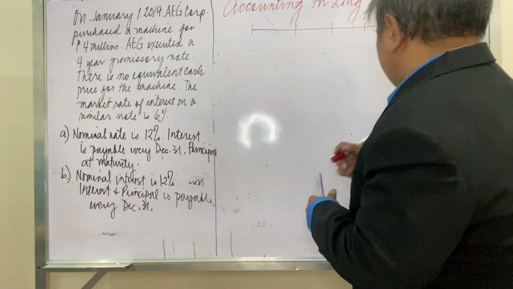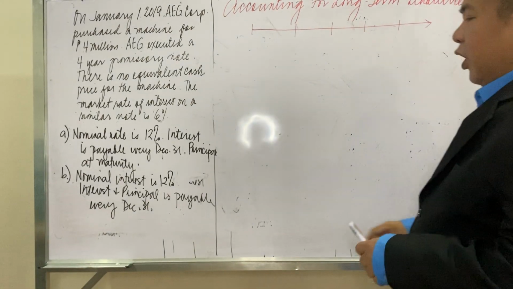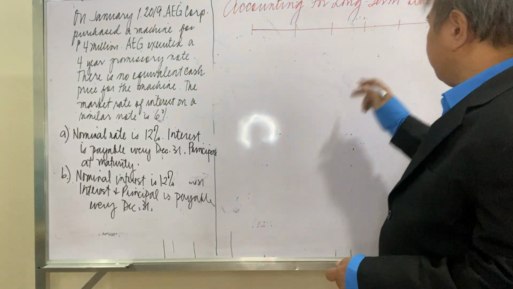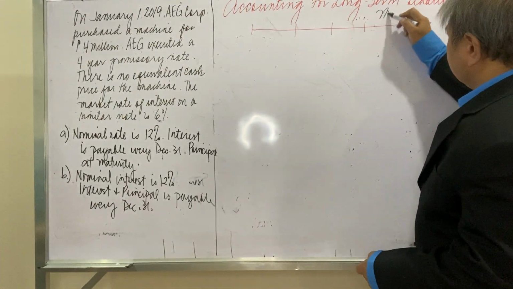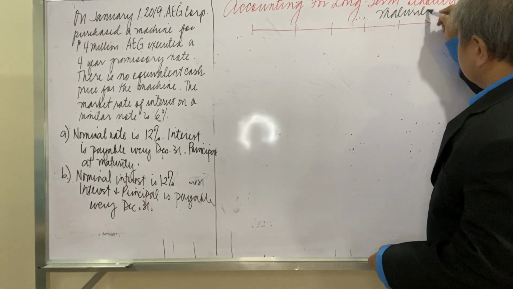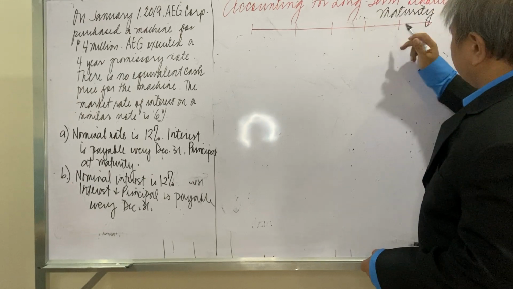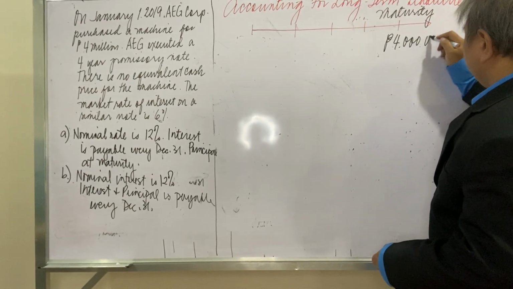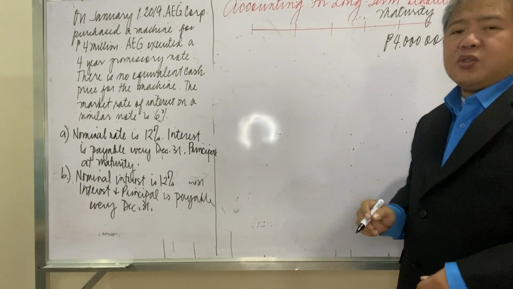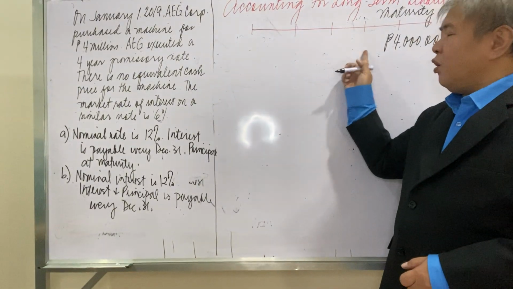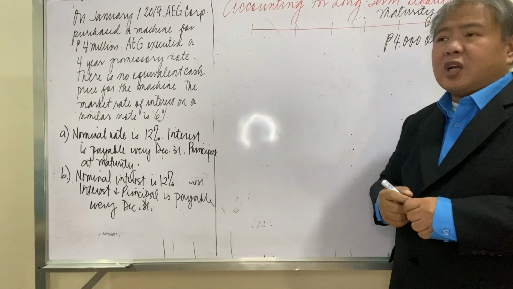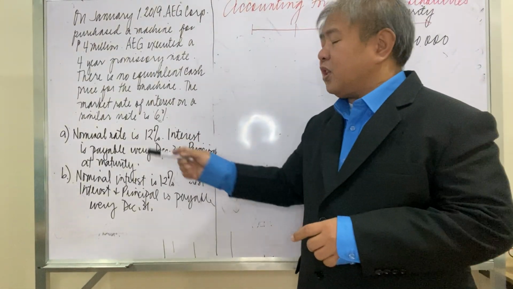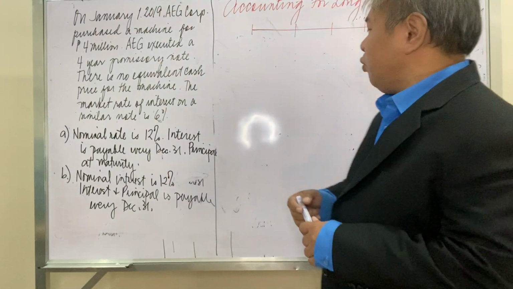So based on our problem, principal is payable at maturity. Therefore, the principal is here. This is the maturity date, when the principal of 4 million pesos will be due and demandable. But at the end of each year, the company will have to pay interest. The interest is at 12%. So what are we going to do?